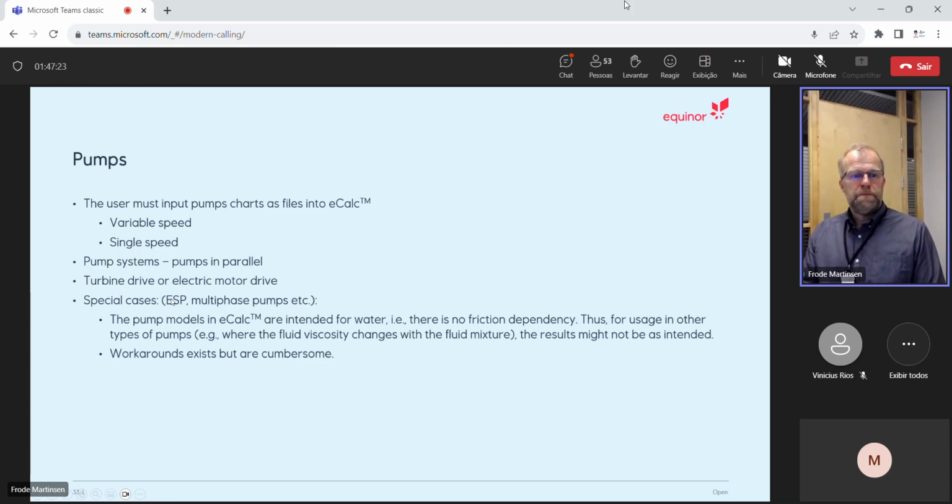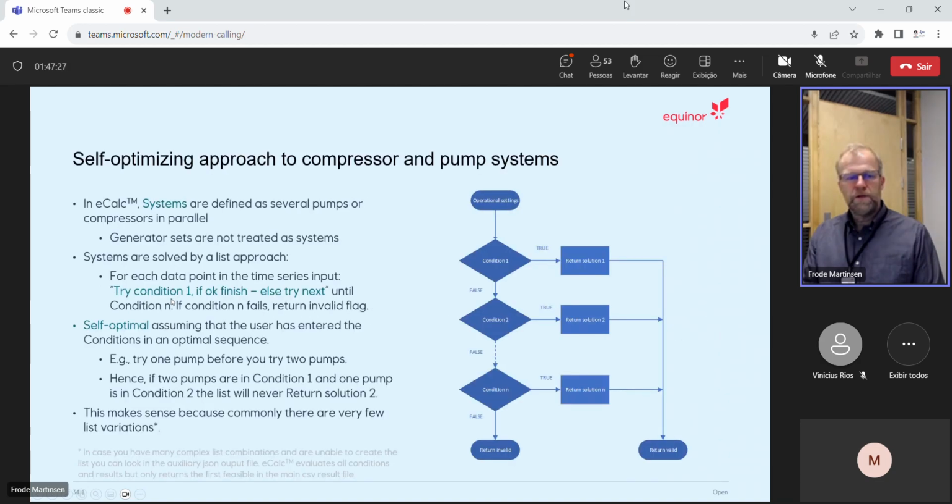That is the pumps. Now I'll talk about pump systems and how eCalc does that for you, because this is a bit helpful.